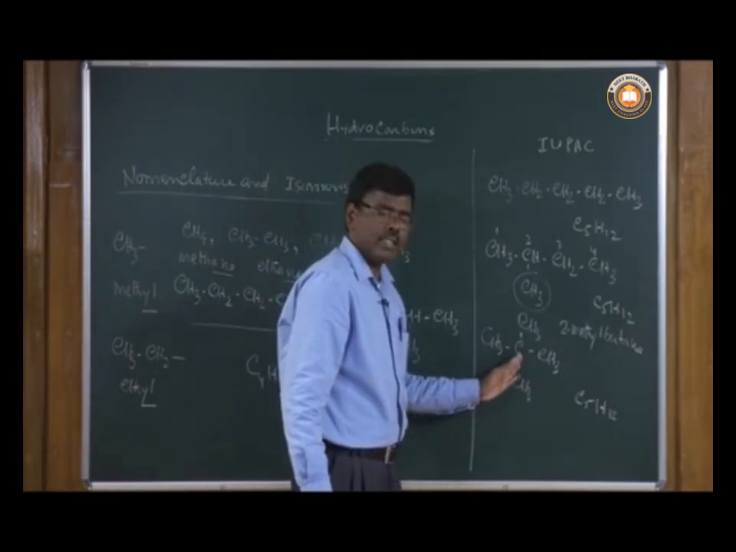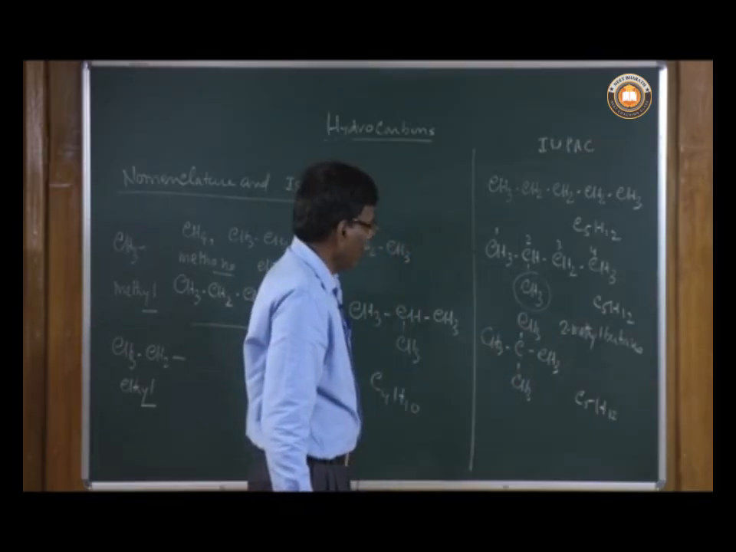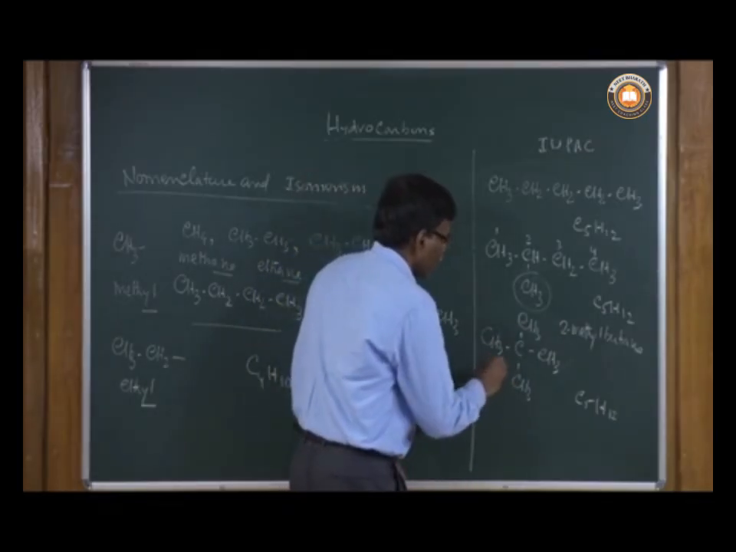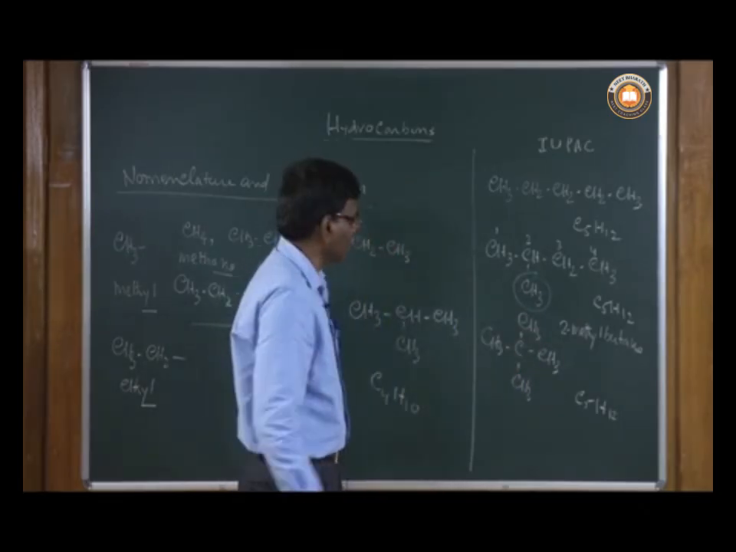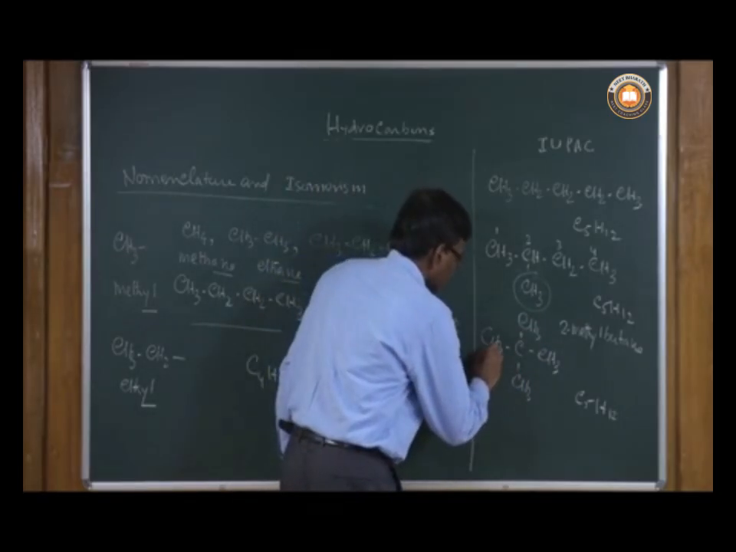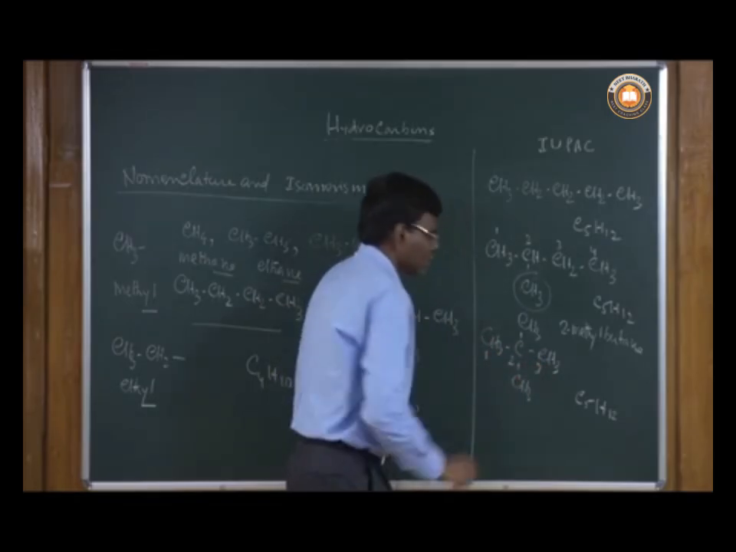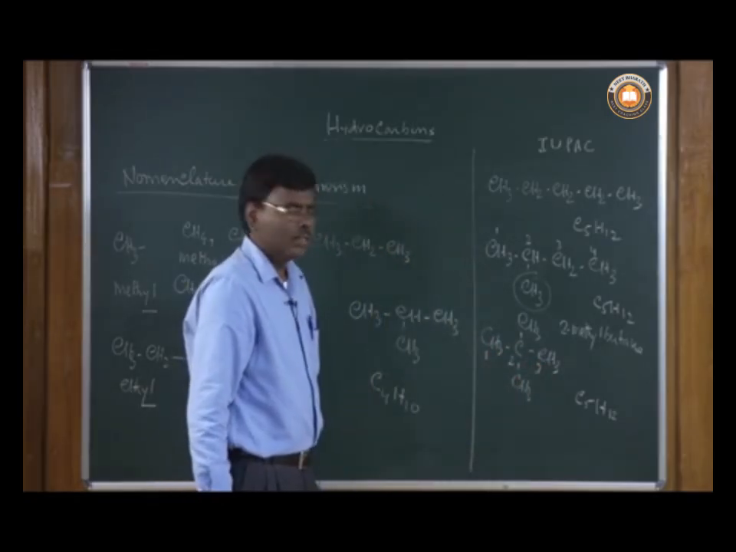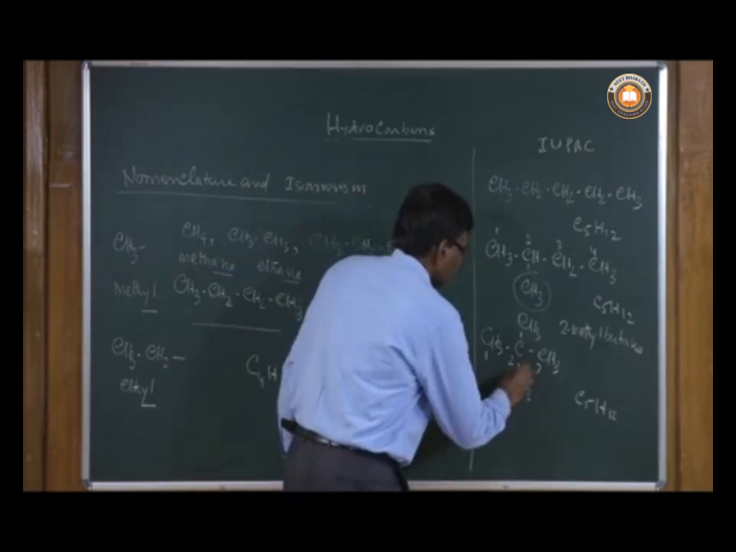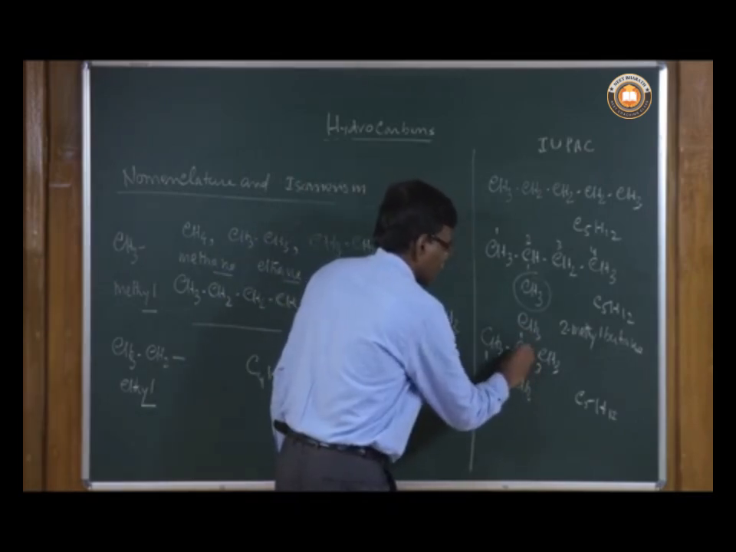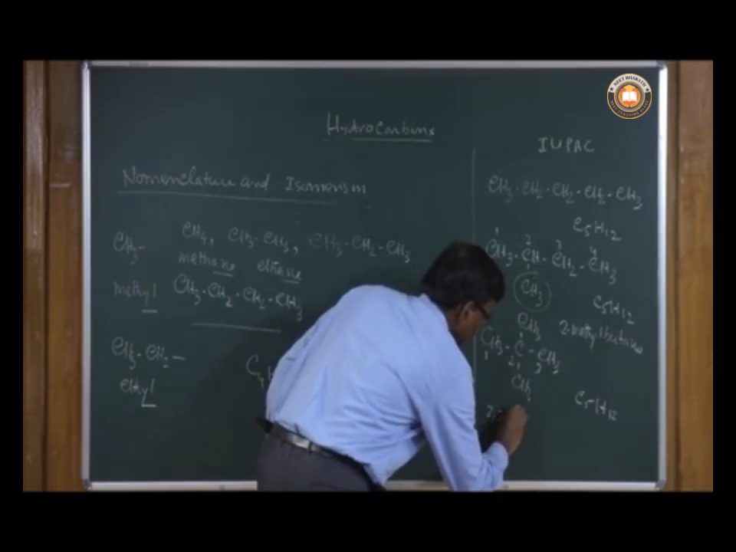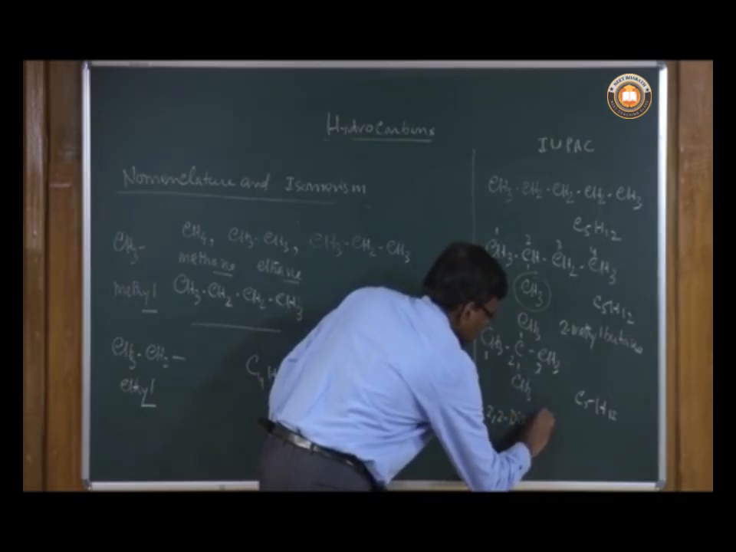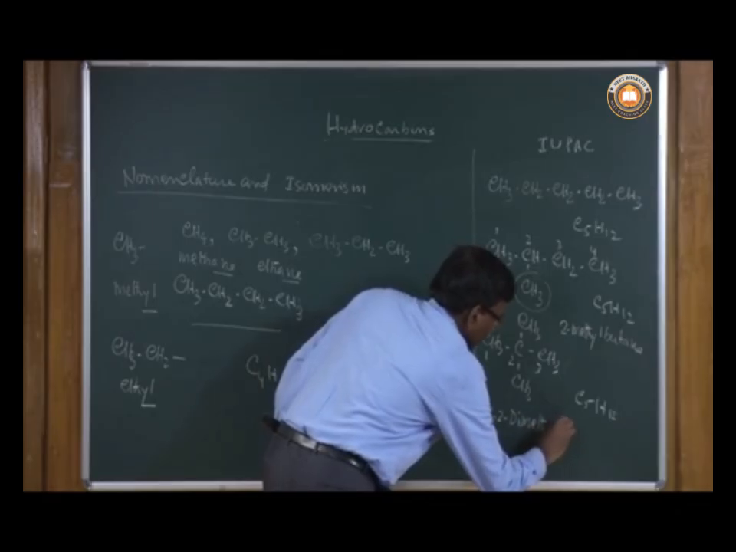Now let us look at this molecule. You have to find out the longest chain. Both ways are the same, there is no problem. Then you have to start numbering. The chain has 3 carbon atoms, and the substitution is present on the second carbon atom. So, you have to write 2,2-dimethyl propane.